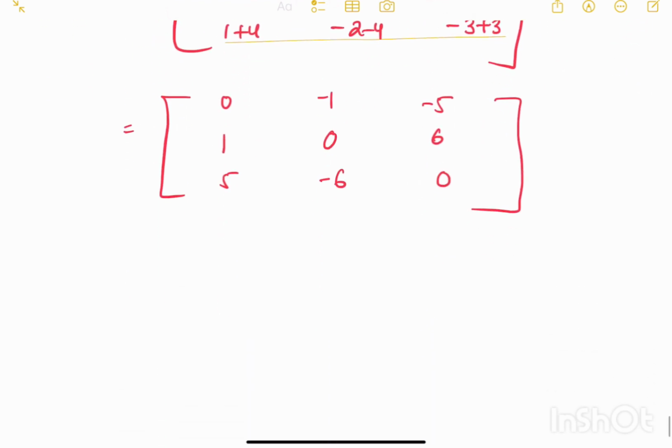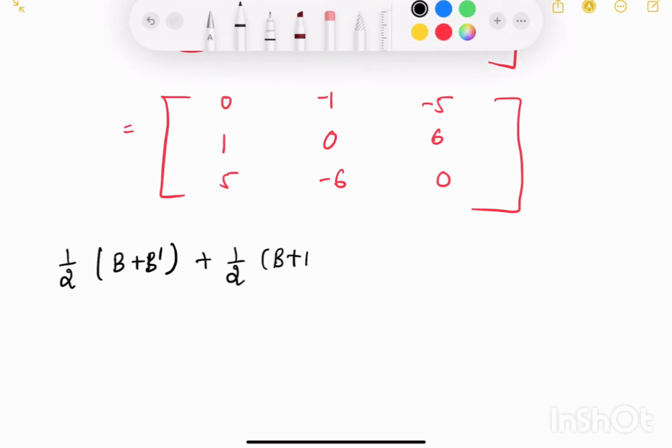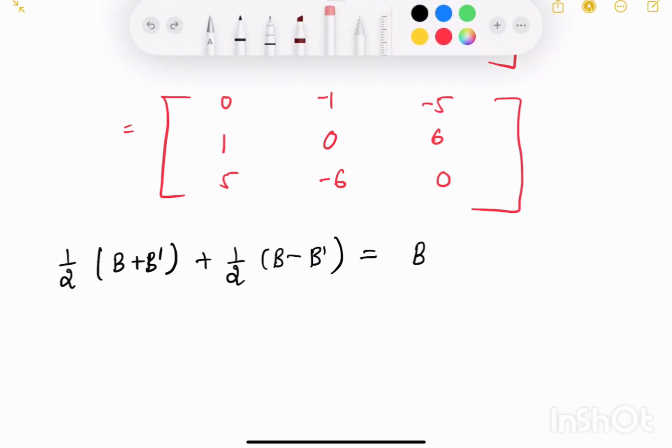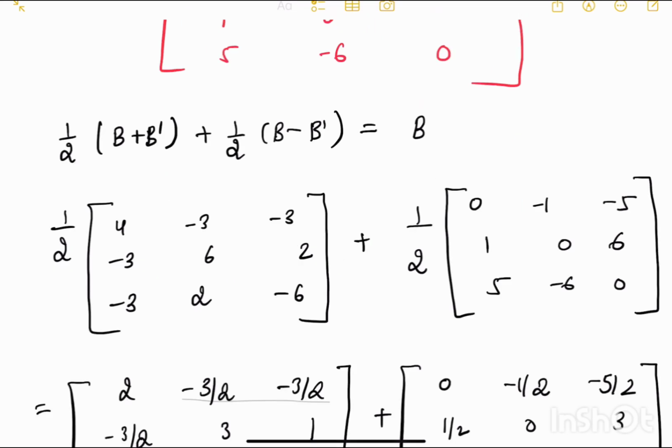So the next step is that we need to check whether, if I scalar multiply my symmetric part with half and add half of B minus B dash, will it give back my matrix B? If this is equal to B, then we can simply say that B can be expressed as the sum of symmetric and skew symmetric. So let us write the expression. Just by simply substituting my symmetric and skew symmetric parts, we can now calculate it.